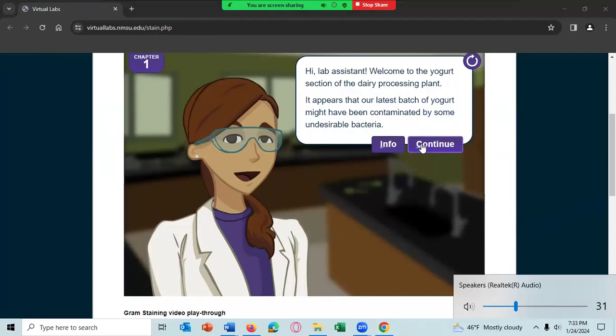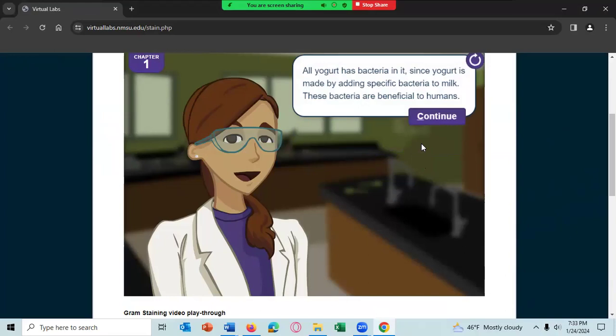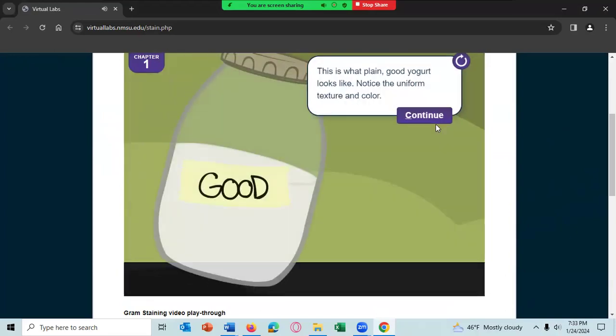I'm just going to go through very quickly to get to the gram stain, but you can all go through. Unfortunately, this is what plain yogurt looks like.